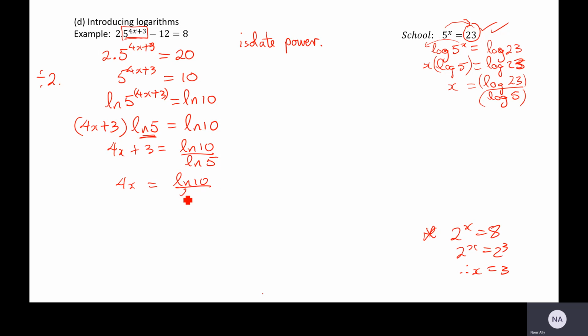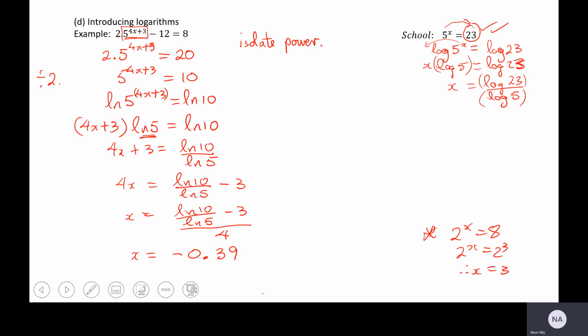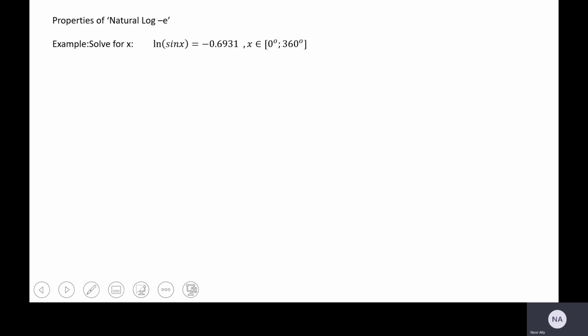Transpose ln of 10 over ln of 5, subtract 3, and divide that entire thing by 4. I'll get ln of 10 over the ln of 5 minus 3, divide by 4. You can write it any other way. I think I've worked this out correct to 2 decimal places to be negative 0.39. So that's introducing logarithms. The last case is when we use the definition.